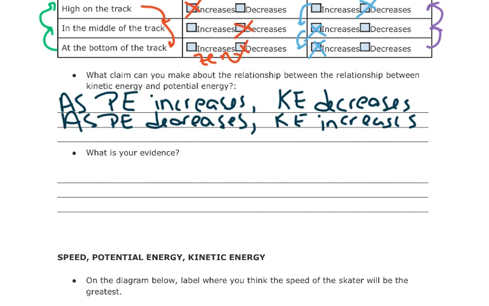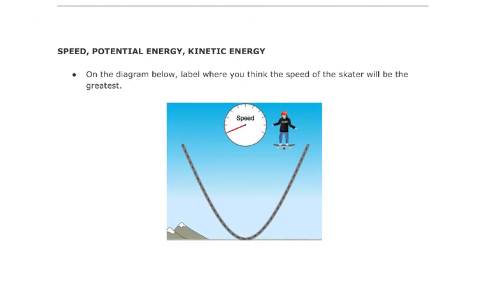All right, what is your evidence? Well, your evidence was as it got higher on the track, you saw more bars for potential energy in your bar chart, and you saw less in the kinetic. And then as it got down to the bottom part of the track and it was going faster, you should have seen an increase in the bars for the kinetic.